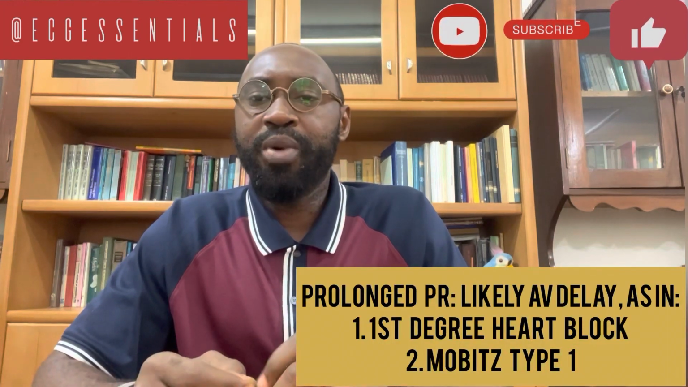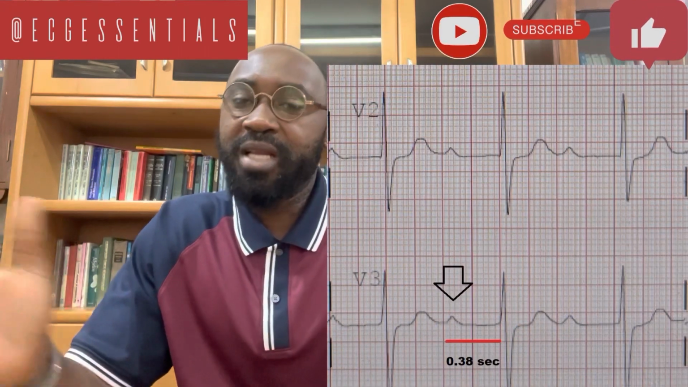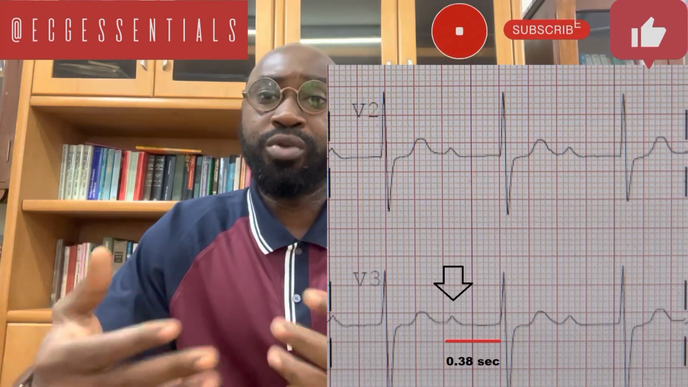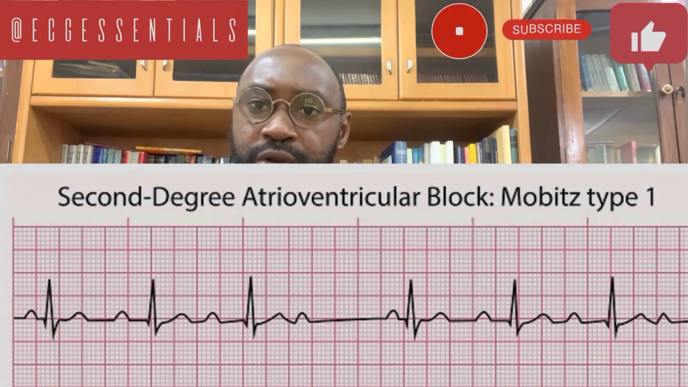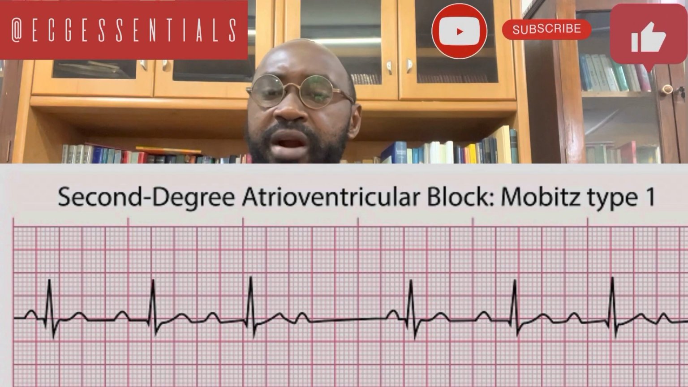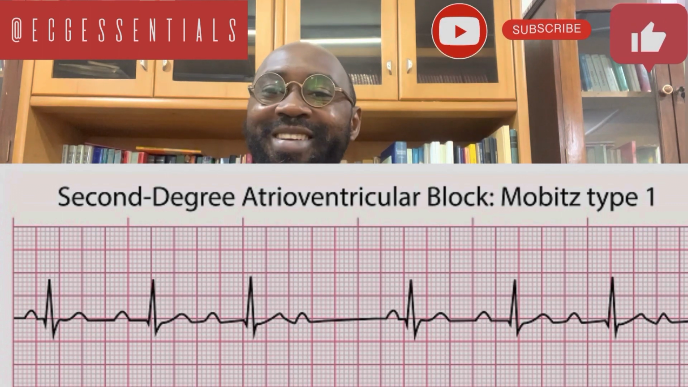The usual cause of a prolonged PR interval is AV delay. For example, when we have first degree heart block, we expect that the PR interval will just be prolonged. We also see this prolonged PR interval in second degree heart block, Mobitz type 1, that is the Wenckebach phenomenon, where there is a gradual increase in the PR interval from beat to beat until eventually there is a dropped beat. So commonly we find that a PR interval will be prolonged in situations where we have AV delay.